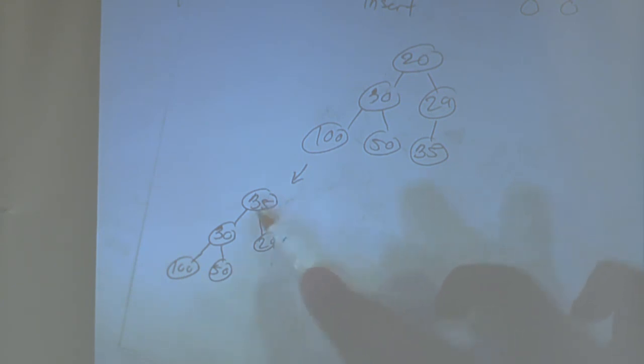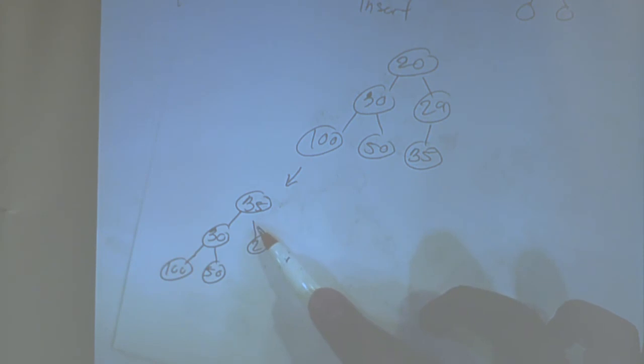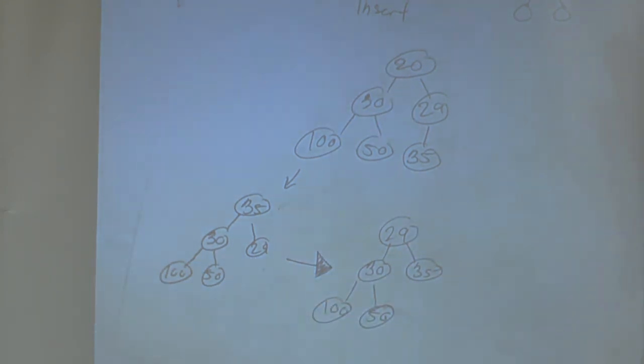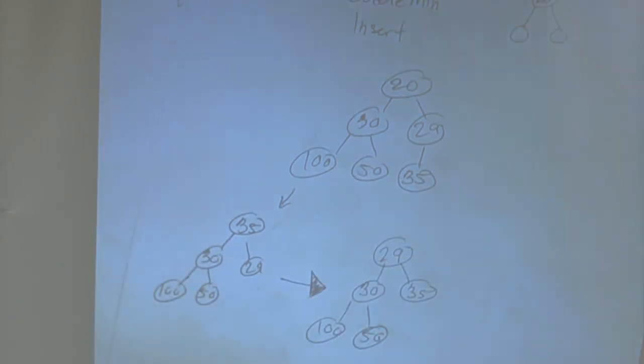So you can either take 30 or 29. The number to take would be 29. You want to take the number that's less than either of the two. Okay? So we call percolate down on 35. We should get this as our final result. Okay, so that's the delete min operation for a min heap.